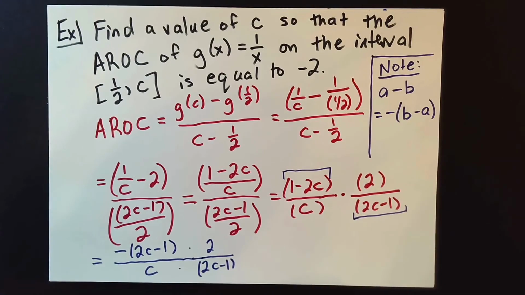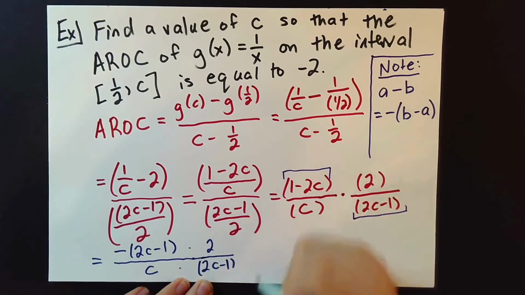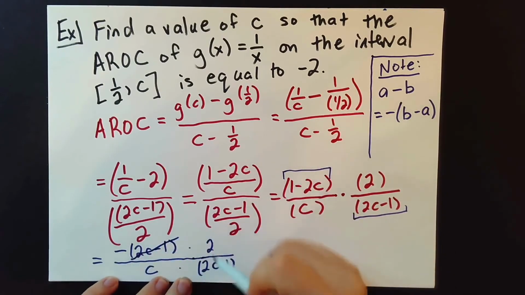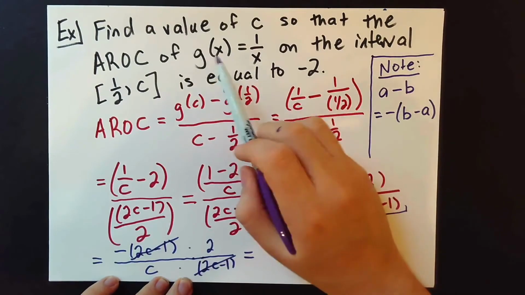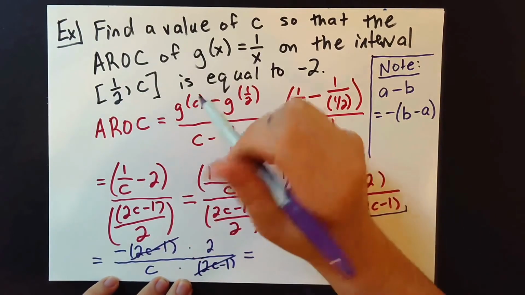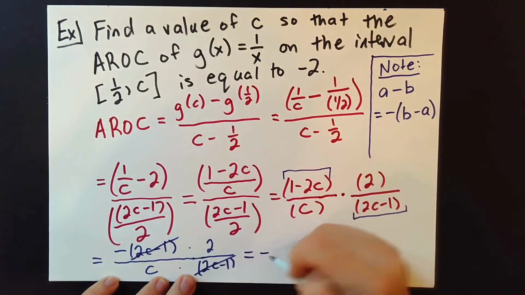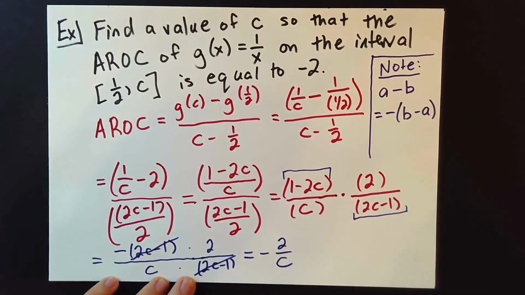And why is that an improvement? Because now I have a 2c minus 1 in the numerator and a 2c minus 1 in the denominator, and I can cleanly cancel those to get that the average rate of change of g of x on the interval 1/2 to c is minus 2 over c.